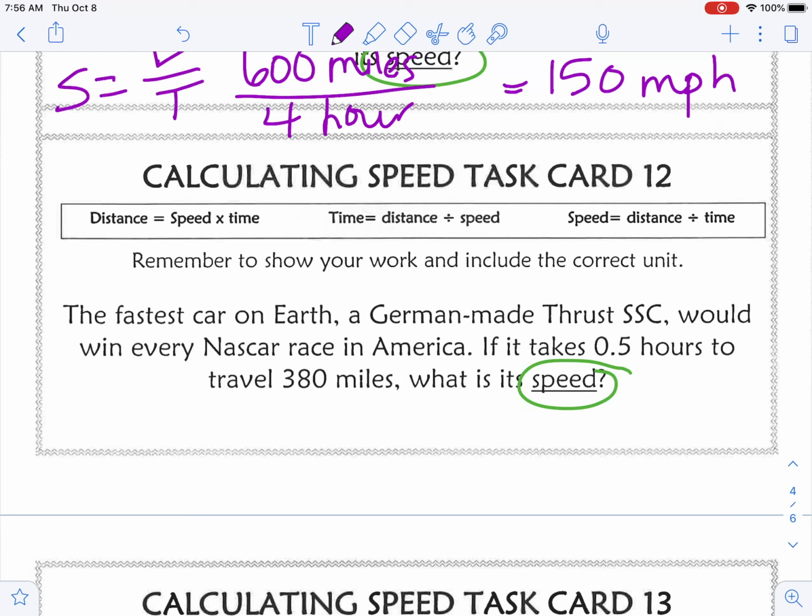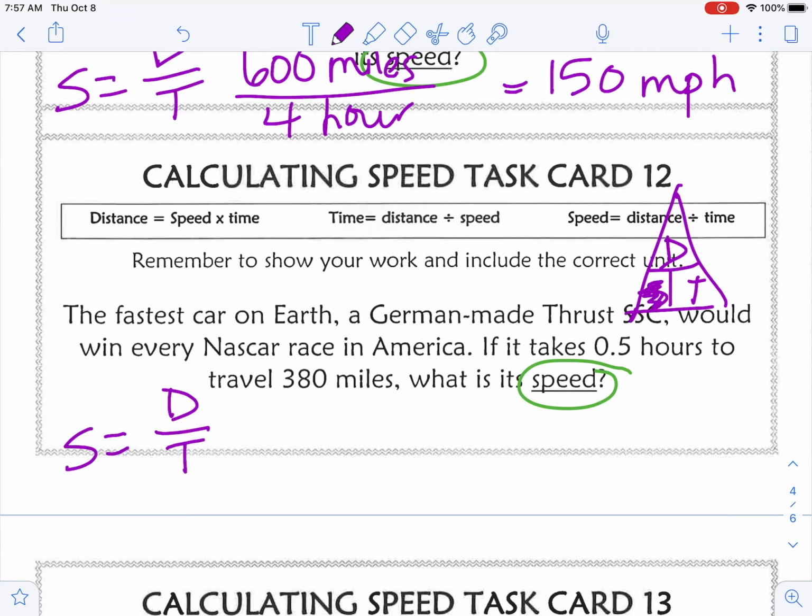The fastest car on Earth, a German-made Thrust CCS, would win every NASCAR race in America. If it takes 0.5 hours to travel 380 miles, what is its speed? Okay, so I'm going to write my distance, speed, time triangle so I can cross off what it is I'm trying to find. So there, I see my formula.